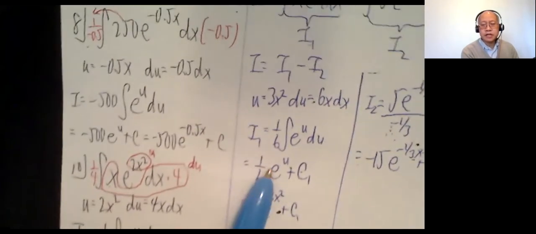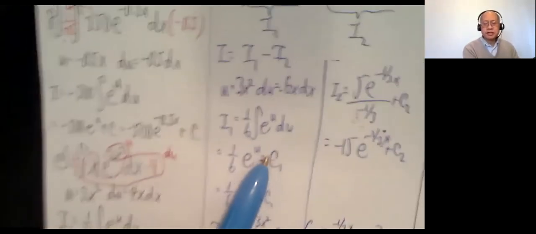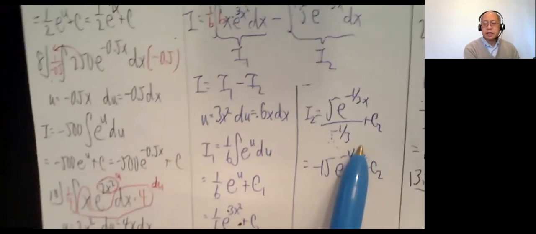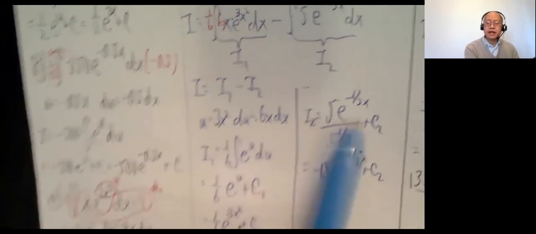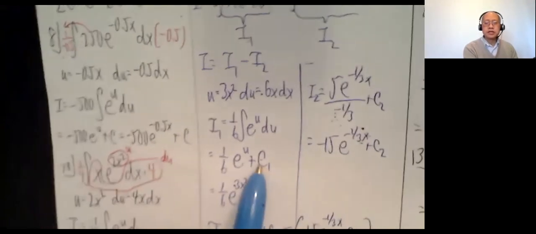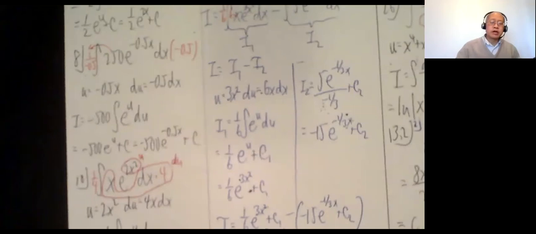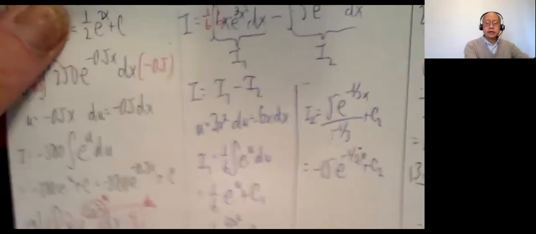So the integral is 1/6 e to the u plus c1. Technically, you can't just put plus c here because this has a c, but this I2 is going to have its own c. So if you just put plus c, you're implying they have to be the same, but they don't. So I'm going to call this c1. I'm going to call this c2. But in the final answer, I'll be putting them together. And when you have c1 plus c2, then it'll just be a c.